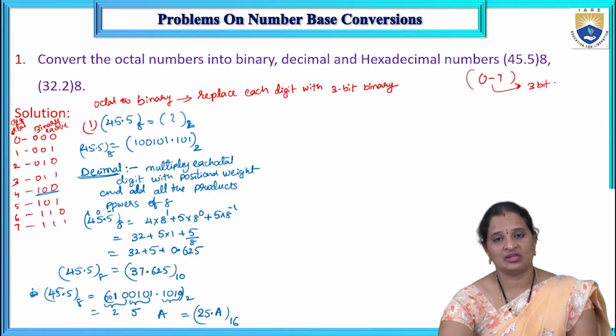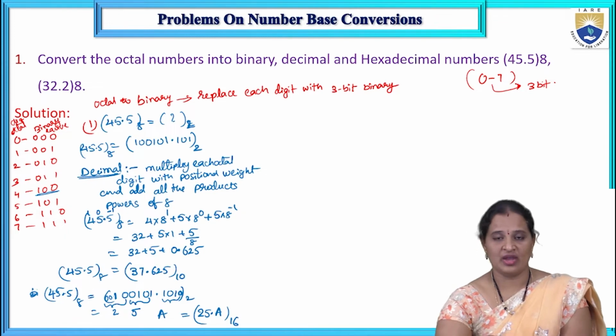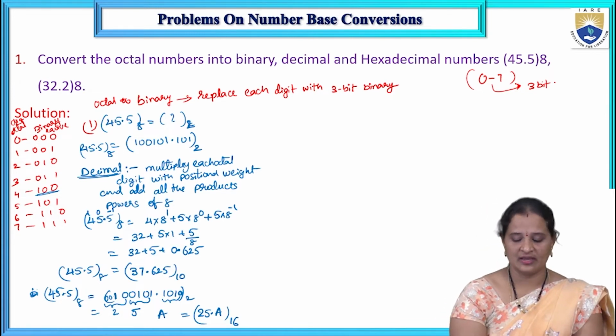And hexadecimal, how to convert into hexadecimal? First convert the given octal number into binary and then make groups of 4 bits and replace each 4-bit group with its hexadecimal equivalent. So this is the procedure.